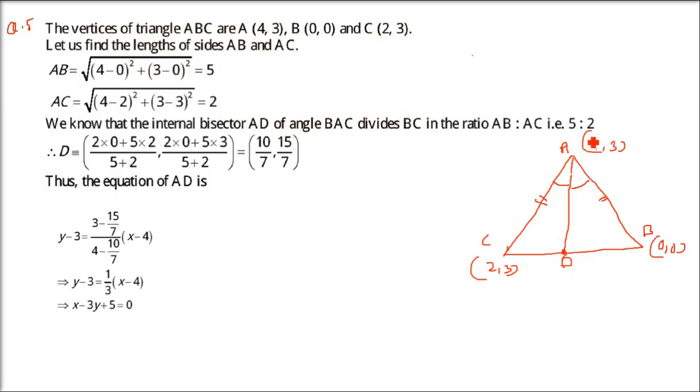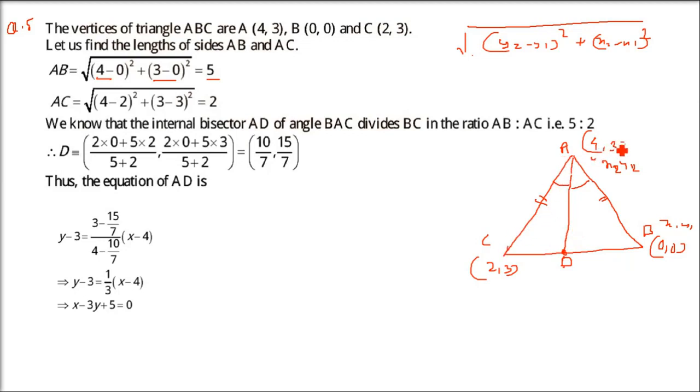First, let us find the lengths. We'll use the distance formula. We know the distance formula: the square root of (y2 minus y1) whole square plus (x2 minus x1) whole square. We have x1 y1, x2 y2 for both cases, AC also and AB also. So let us take AB. AB is 4 minus 0 whole square plus 3 minus 0 whole square. Either way you can take x1 y1 or x2 y2. This comes as 4 square plus 3 square, which is 25 under root, and the root of 25 is 5. Now coming to AC. We don't need the BC length, okay?